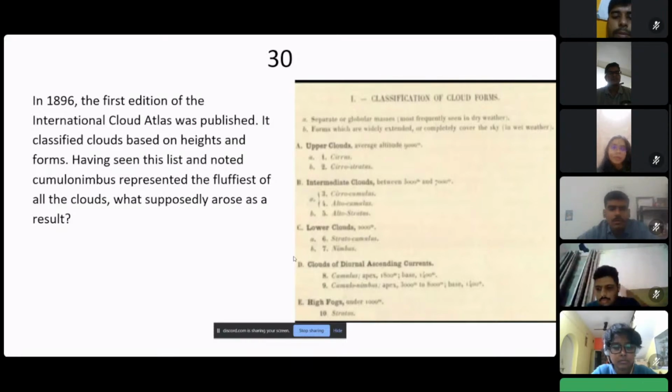Having seen this list and noted cumulonimbus represented the fluffiest of all, what supposedly arose as a result? The direct is on P2. Your pounds will close very soon. It is a very direct answer. Please refer to the image.